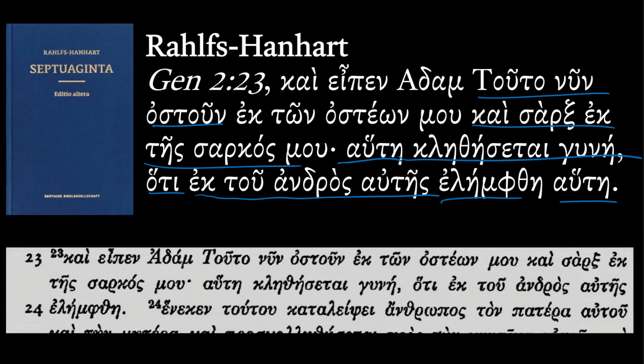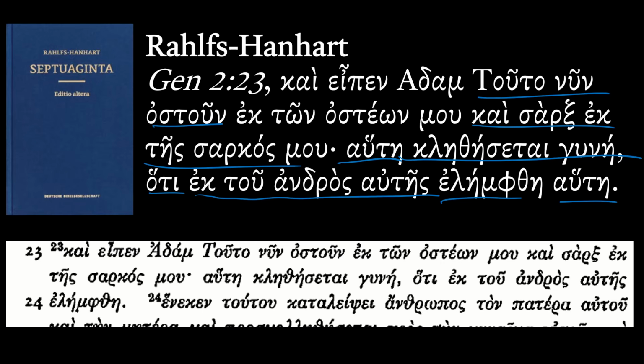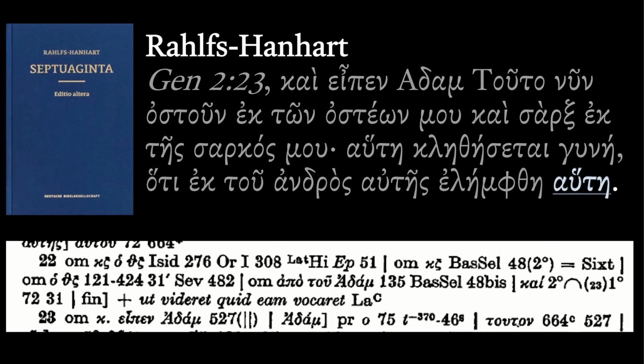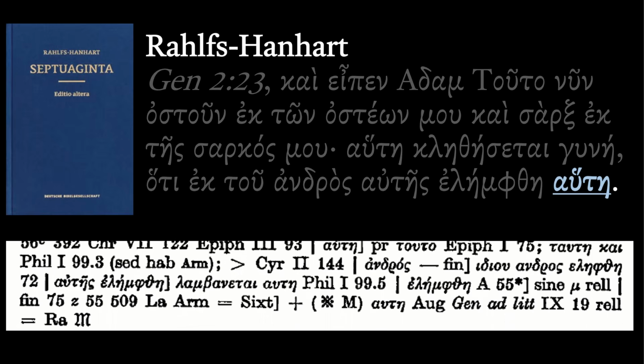Now, if you compare it here with the Göttingen edition, you'll notice that it's pretty similar. So, kai eipen Adam, et cetera, et cetera. So you see all that's the same. Everything's good up until elēmphthē. And you'll notice after elēmphthē here, there is no autē like we see here. So we're missing that. So if you scroll down, if you will, look down at the bottom, here's what the editor Wevers shows. He says, okay, at the end of the line, fin, we have a plus of autē.